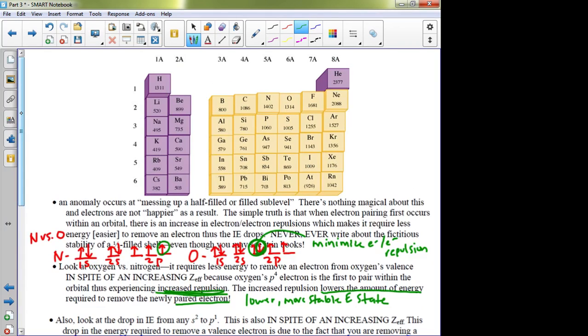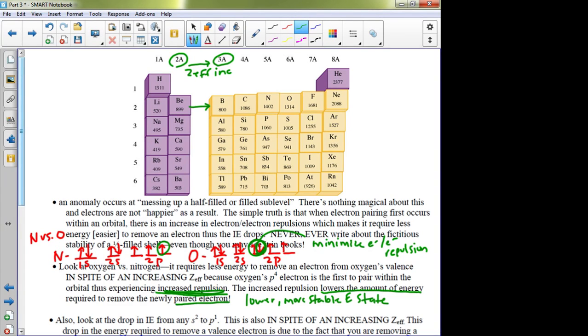Now, also look at what happens, okay, between column 2 and column 3. And remember, we take out who when we talk about periodic trends? We take out those transition metals, okay? So here we're going from 2 to 3. Now, as I go across the periodic table, what happens to my effective nuclear charge? It increases. So the amount of energy it should take to remove an electron should also increase. But if you look between 2 and 3, what do I notice?